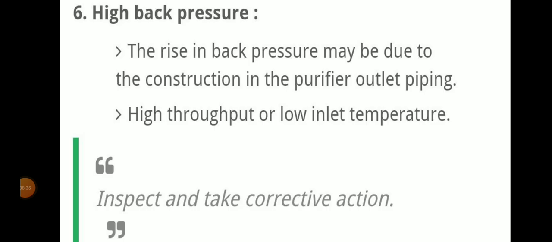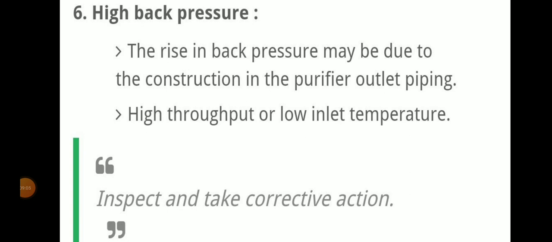High back pressure means the rise in back pressure may be due to obstruction of the purifier outlet piping, high throughput or low inlet temperature. Inspect and take corrective action.